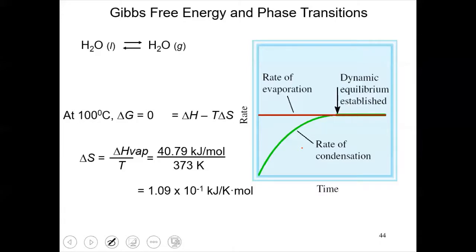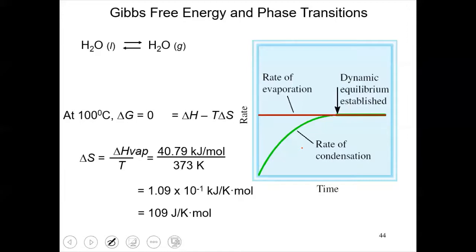Yes, it's a positive change in entropy. It's about 109 joules per Kelvin per mole. As you can see, typically, entropy changes are not very large. That's why we typically express them in joules per Kelvin per mole, whereas enthalpies are expressed in kilojoules per mole. So this is 109 joules per Kelvin per mole. It is positive, as we expected, because we're going from liquid to gas. That's the value that we get.